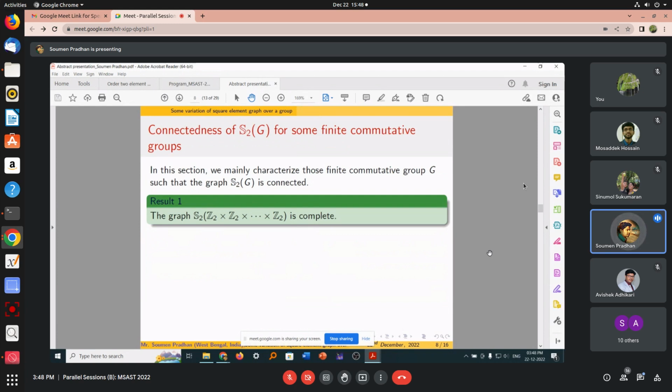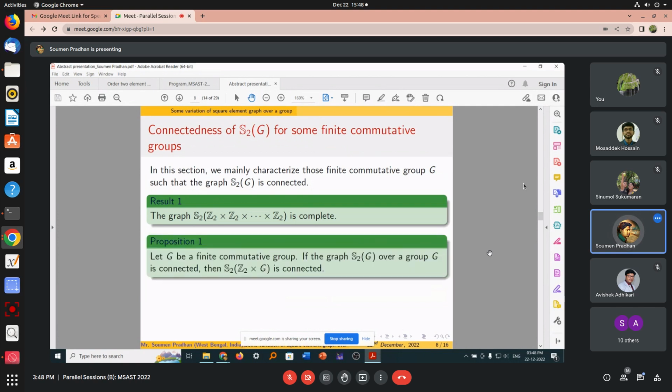In this section, we mainly characterize those finite commutative groups G such that the graph S2(G) is connected. As a result, if we take the group G equals Z2 times Z2 times ... times Z2, n copies of Z2, then the graph S2(G) is complete because the order of every element is 2. And take another result: let S be a non-empty set and let G be the group of the power set of S with the operation being symmetric difference, then the graph S2(G) is complete because the order of every element is also 2.